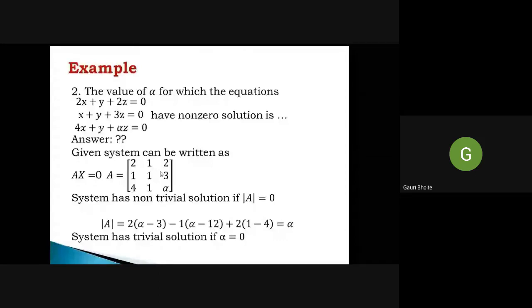When I simplify, 2 alpha minus 6 minus alpha plus 12 minus 6, and 4 minus 4 plus 1 is minus 3, minus 3 into 2 is minus 6. So minus 6 minus 12 plus 12 cancels, and 2 alpha minus alpha becomes only alpha. The determinant of A is alpha. If A is singular, the determinant of A is 0, which means alpha is 0, and then the system has a non-trivial solution. If alpha is non-zero, the system has a unique, only zero solution.